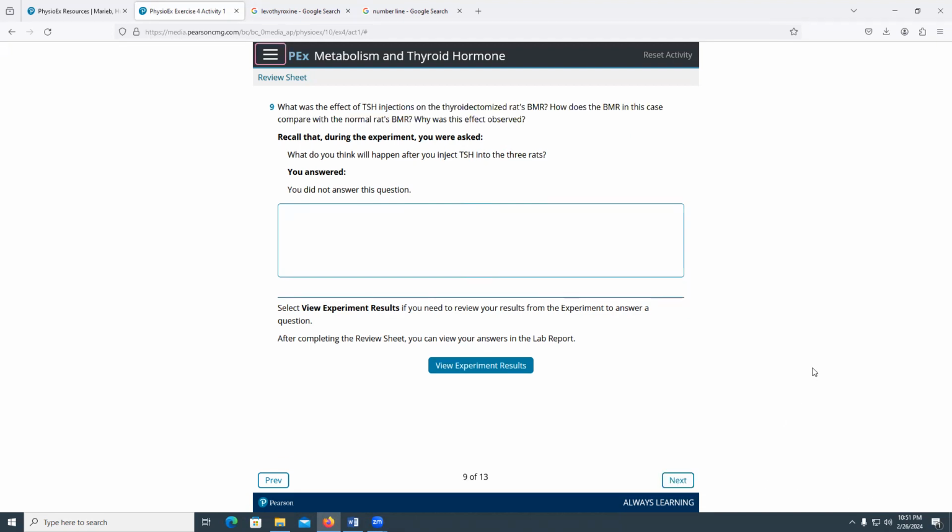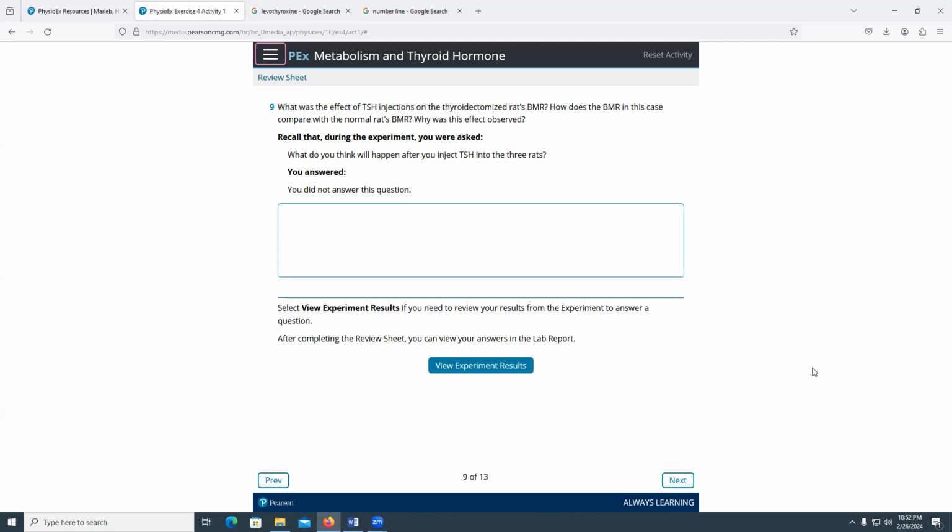What was the effect of the TSH injections on the thyroidectomized rat's BMR? Well, I injected a thyroidectomized rat with TSH, and there is no thyroid gland to act on. TSH comes from the pituitary gland, and it binds like a lock and a key on my thyroid gland, and that is going to secrete a lot of thyroid hormone. But I have no thyroid in the thyroidectomized rat, so it will not affect the rat's basal metabolic rate.